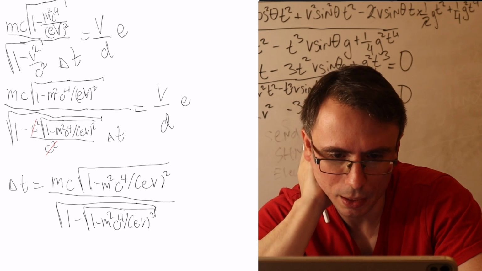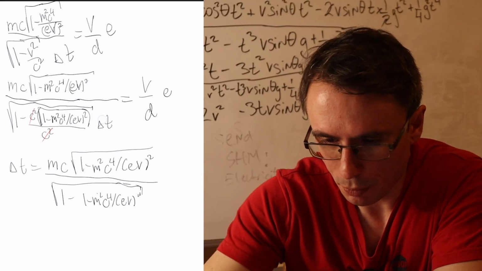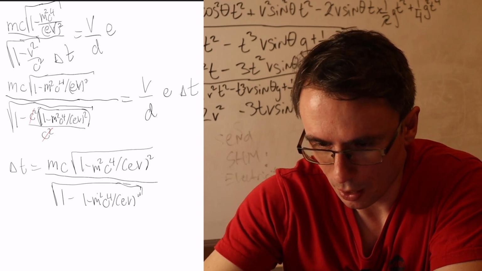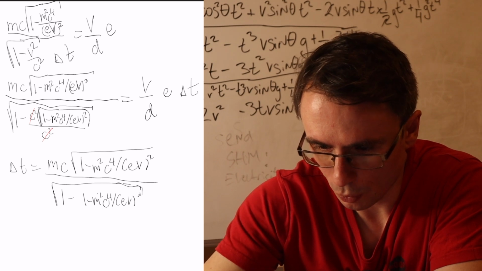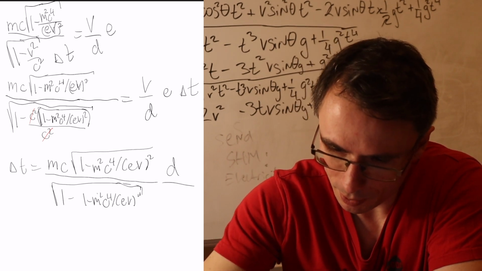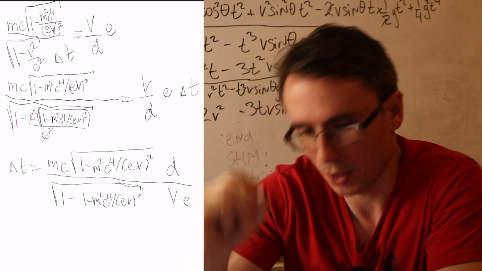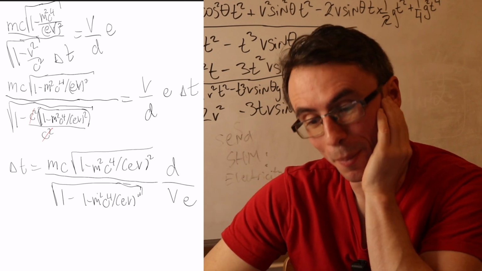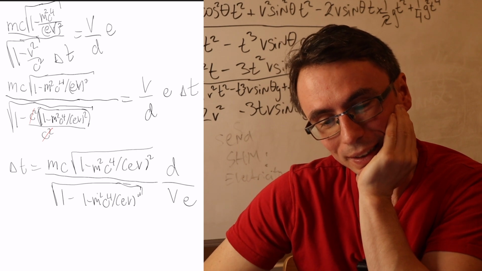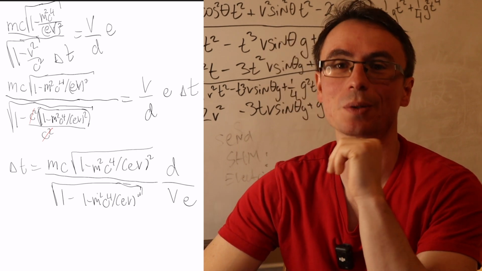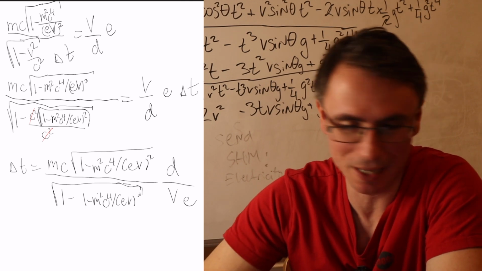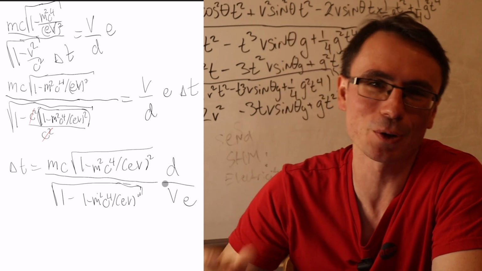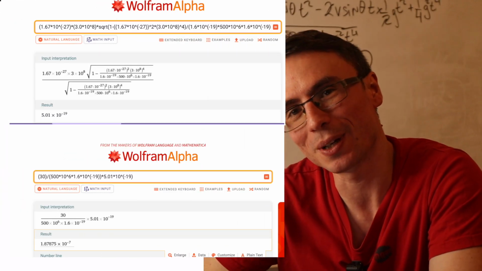This is getting complicated. And because we're rearranging for delta t, we've essentially taken this from here to here. So to rearrange for it, we need to multiply this by the distance, divide by the voltage and the elementary charge. And we've got yet another monster of a substitution, unless there's a little bit of an easier way to substitute these. But at this stage, I'm just going to brute force them, and I'll probably just put them into Wolfram Alpha, and the result should just magically appear on the screen for you.